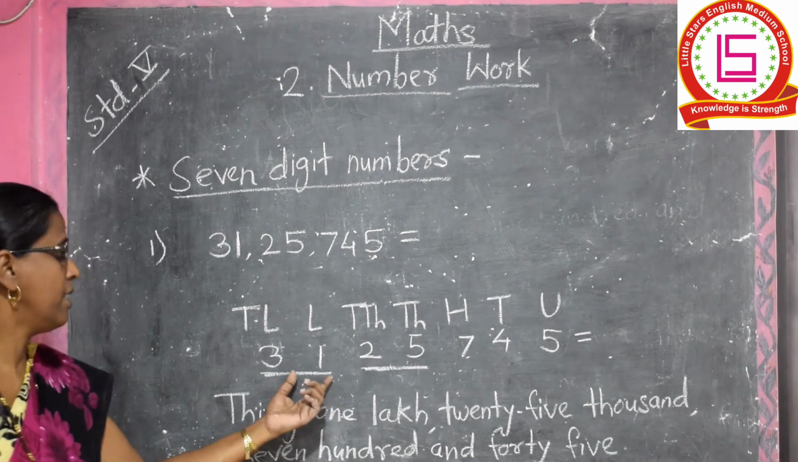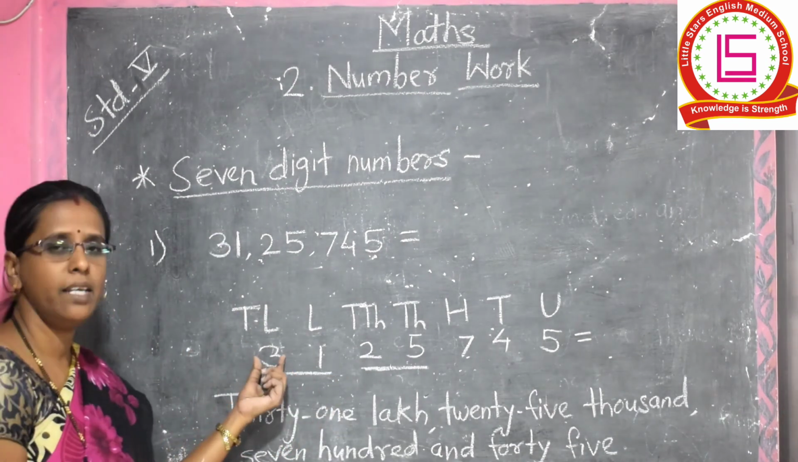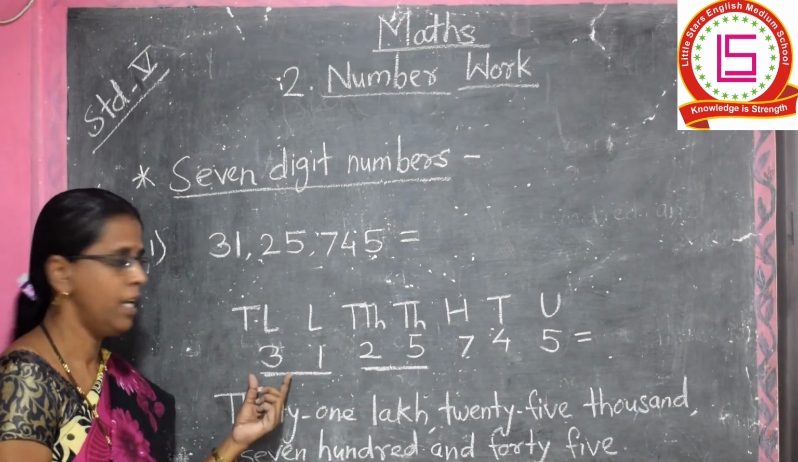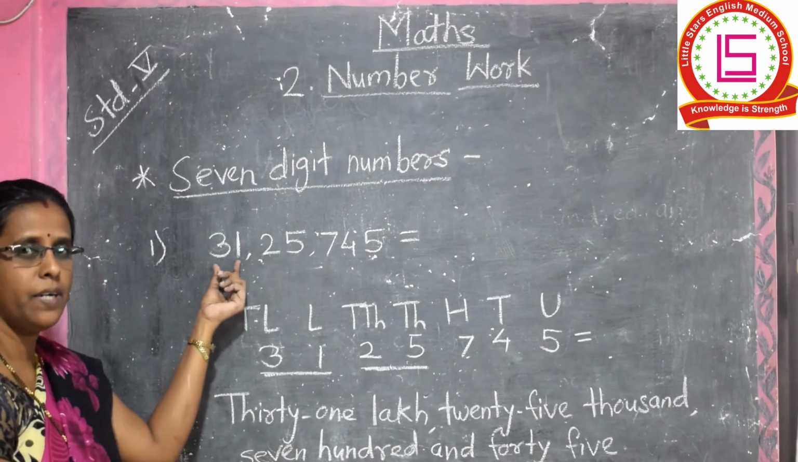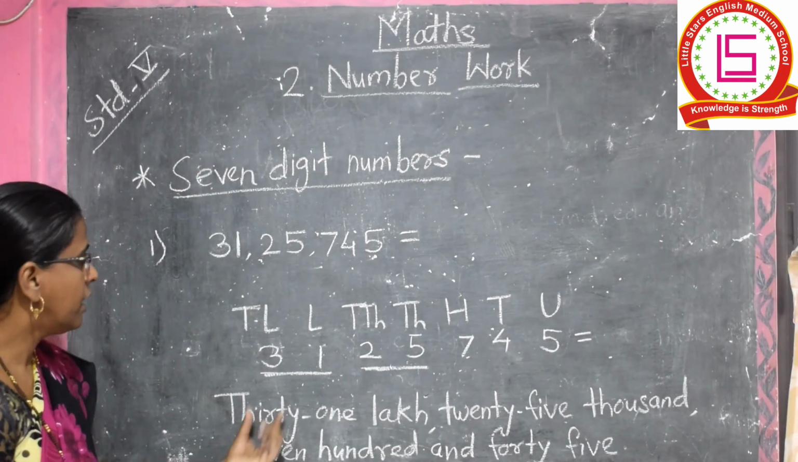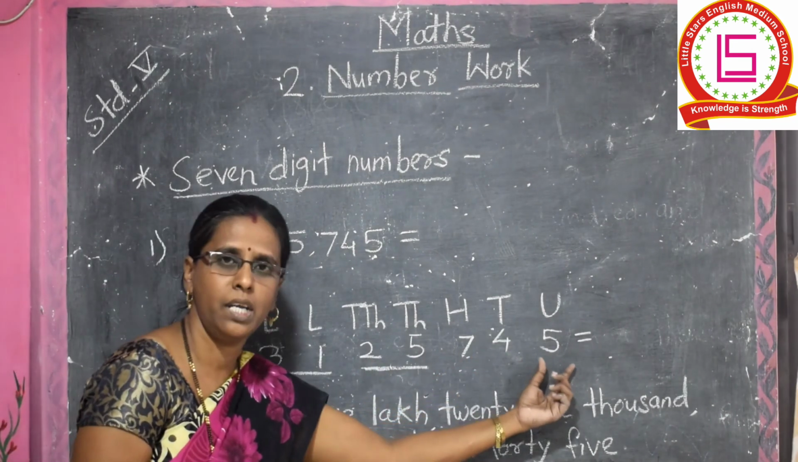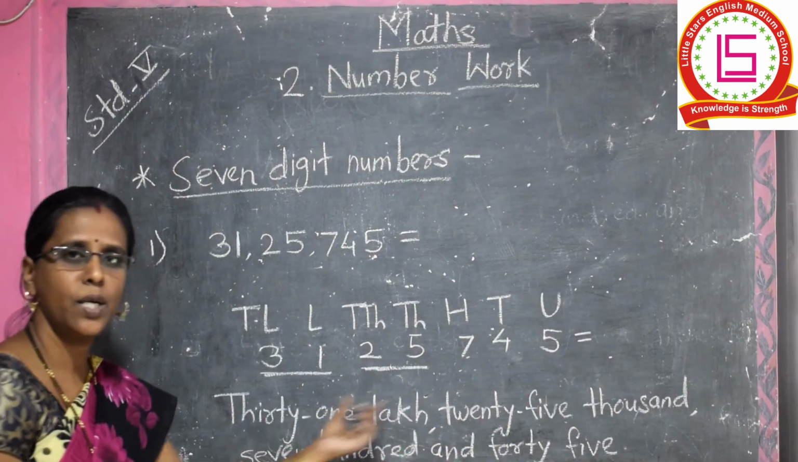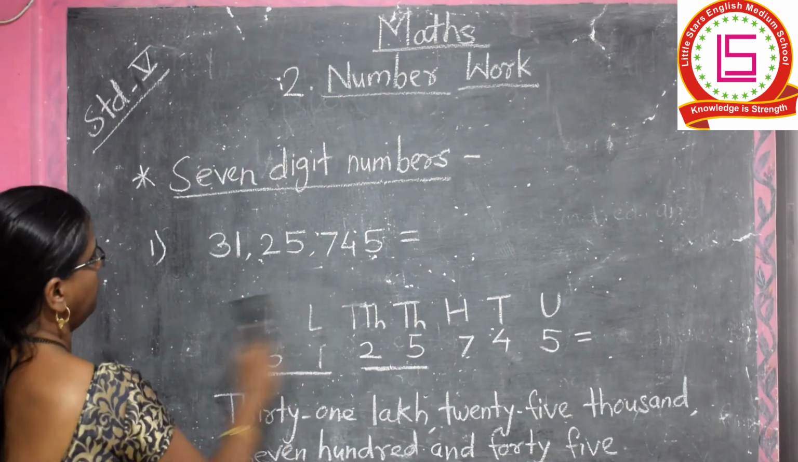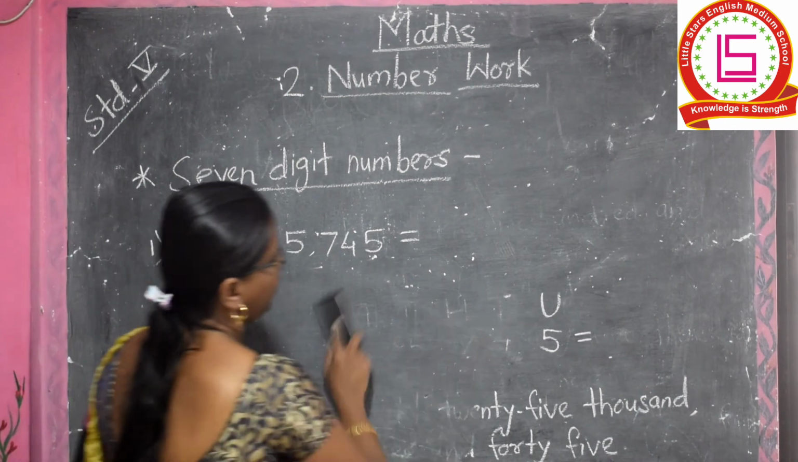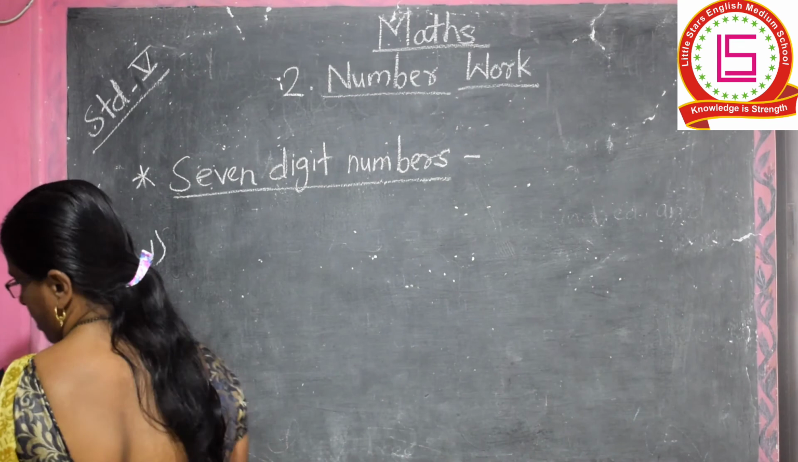Okay, then see, this is the same as a 6-digit number. Only one digit is added to this number. Then we have to read first these 2 digits together. Okay, 31 lakh 25 thousand 745. Okay, understood here? Okay, we take the second example. If we take the second example, you will easily remember this. Okay, here is the next example.